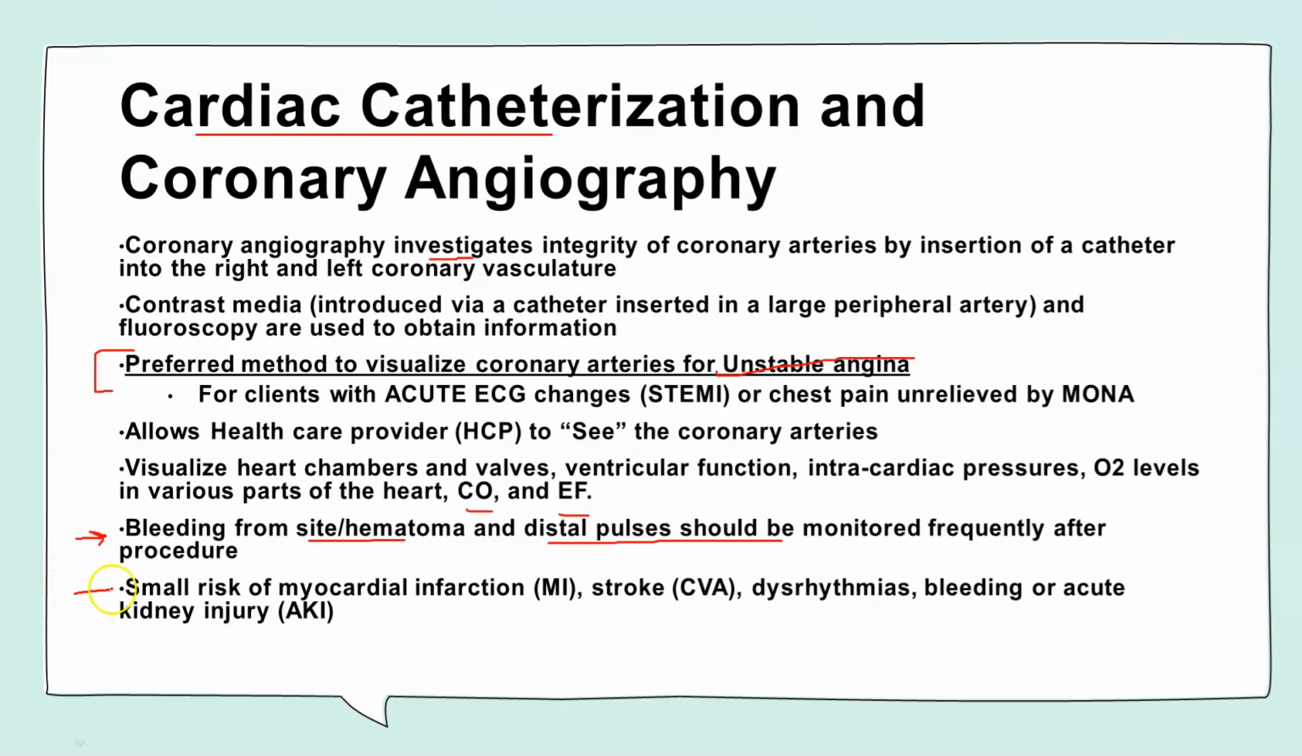There is a small risk of an MI because we are sticking something in your heart into the coronary arteries. It's going to help us determine what we need to do, but because of that irritation, there is a small chance of actually causing an MI, a CVA. Of course, you can have dysrhythmias. Of course, they can have bleeding. Or if I cut off perfusion to the kidney, you can have acute kidney injury.